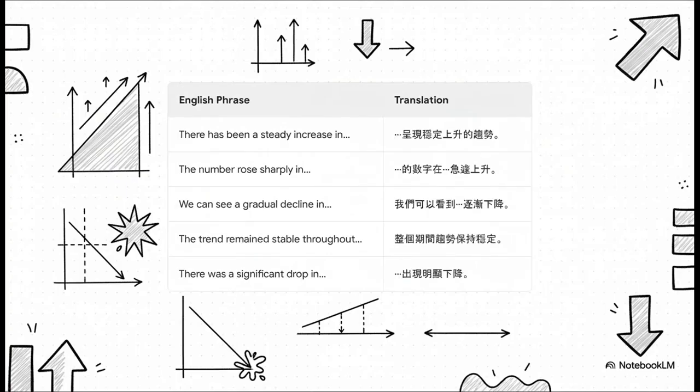This is where using really dynamic language is absolutely key to keeping people hooked. I mean, instead of just saying something flat like, "it went up," you can say, "there has been a steady increase," or "the number rose sharply." See the difference? Those words paint a way clearer, more interesting picture for your audience.